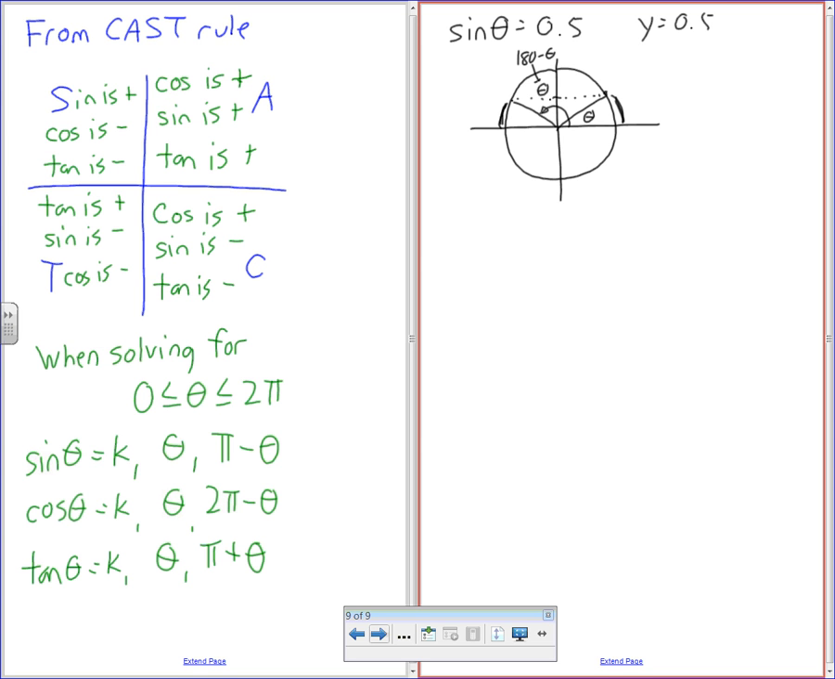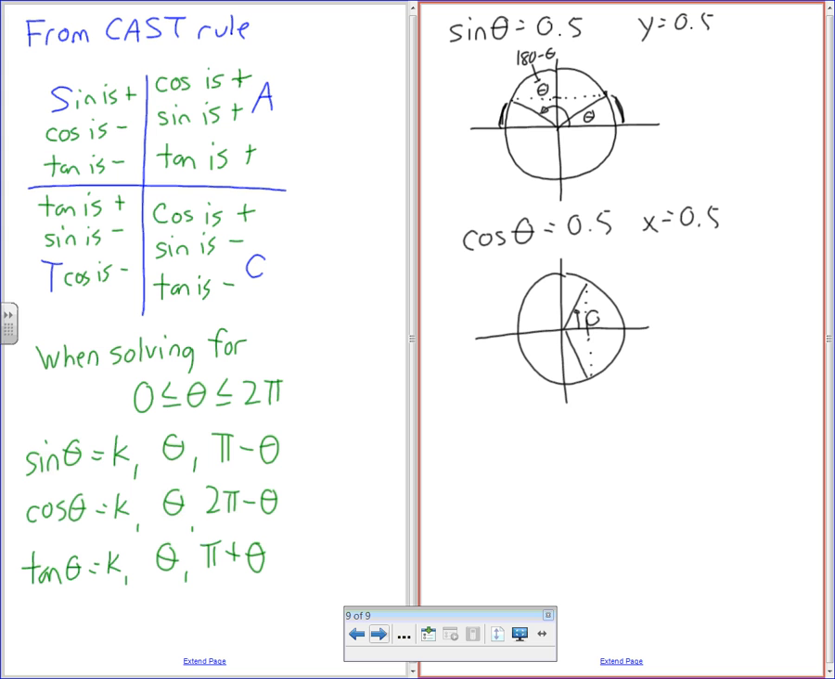The same thing happens for cos. If I say that cos of theta equals 0.5, that means x equals 0.5. So there's your theta, and there's another theta there. Okay, so your theta is a small angle, and the big guy is 360 minus theta. Sorry, 2 pi, I guess.